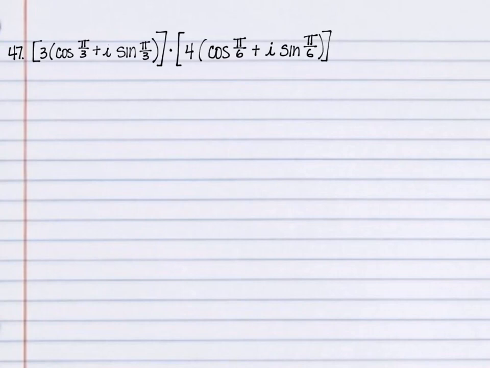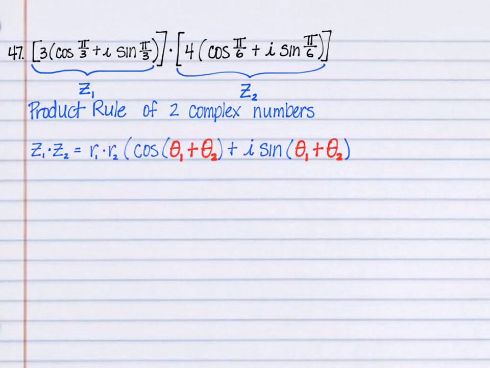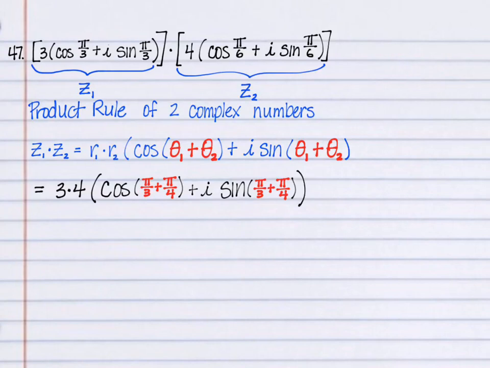The next problem is to multiply two complex numbers, where this is the first complex number and this is the second complex number. And there's a rule for the product of two complex numbers. It says if you're going to multiply two complex numbers, you multiply their modulus and then you add their angles. So in this particular problem, our modulus are 3 and 4. So we're going to multiply 3 times 4, and the angles are pi over 3 and pi over 4, so we add those two together.